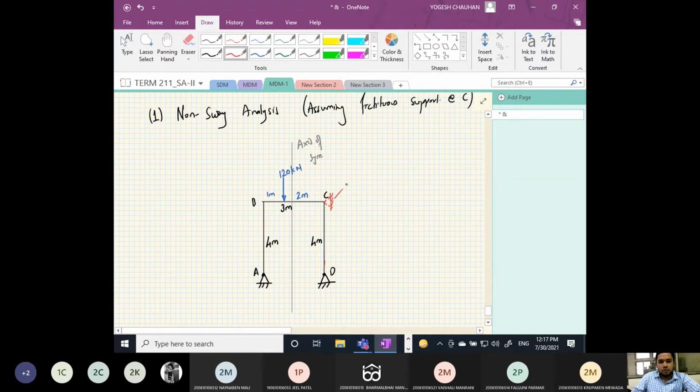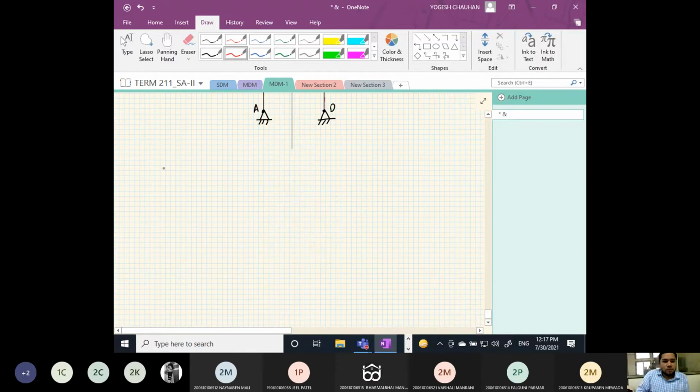Okay, this is an imaginary support. Now by putting this support over here, this frame is a non-sway frame because this support will prevent the frame from undergoing sway. Okay. Now you analyze the frame as a non-sway frame.